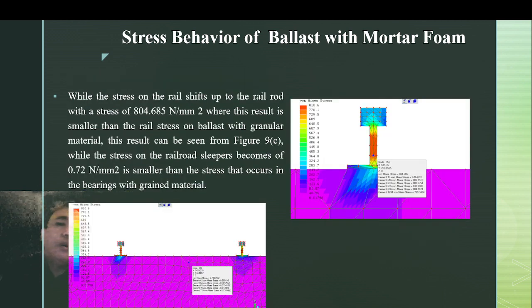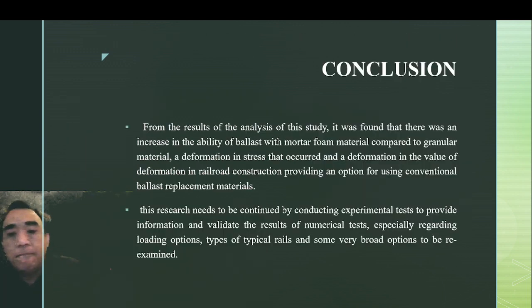While the stress on the rail of the railroad is 4.685 Newton per square millimeter, where the result is smaller than the rail stress on ballast with granular material. This result can be seen in this figure, while the stress on the railroad sleeper becomes 0.72 Newton per square millimeter, smaller than the stress that occurs in bearing with granular material.